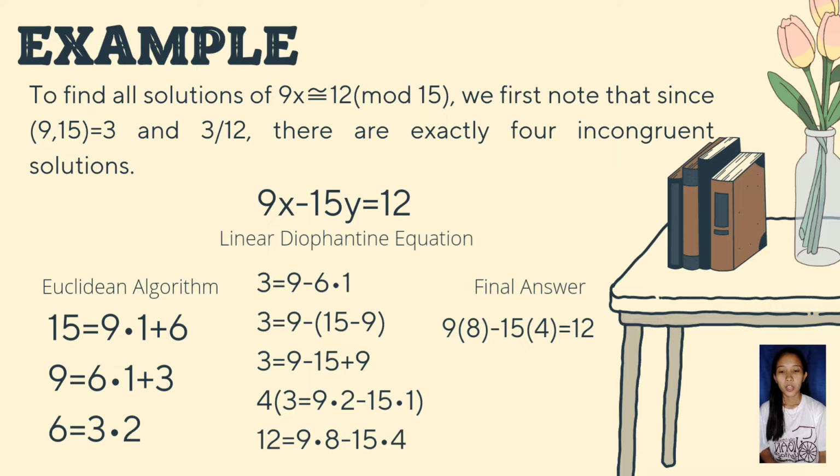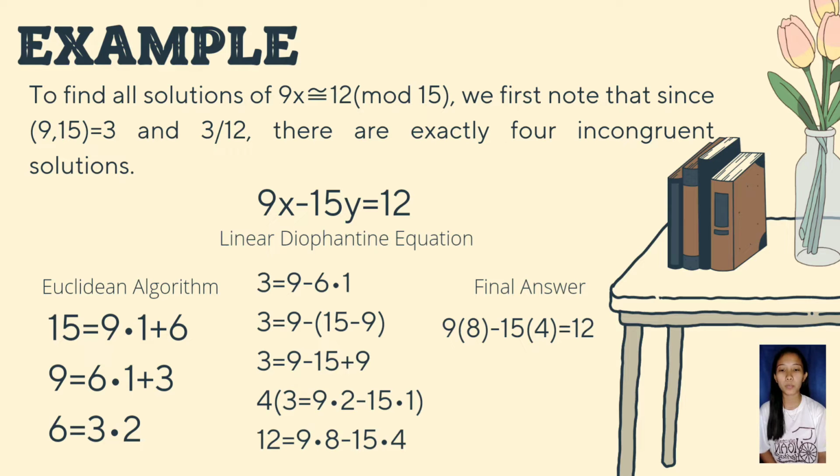So para gawin natin to, we have 15 divided by 9 is equal to 1. So ang 1, ita-times natin sa 9, times 1. And the remainder, we will add the remainder. So, 15 is equal to 9 times 1 plus 6.